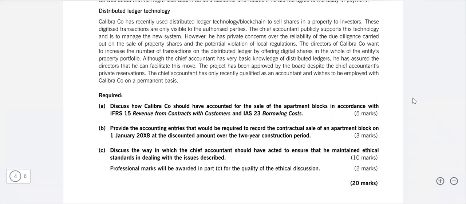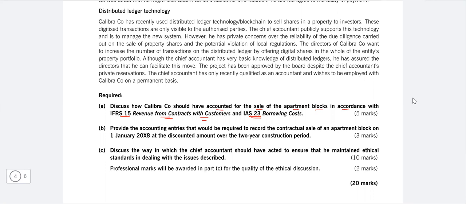Discuss how Calibra company should have accounted for the sale of the apartment blocks in accordance with IFRS 15 Revenue from Contracts with Customers and IAS 23 Borrowing Costs. Now, this is the good news that the examiner has specifically stated the standards, that you need to explain the treatment according to these standards. So what you can do is just bring in your mind the relevant accounting treatment.